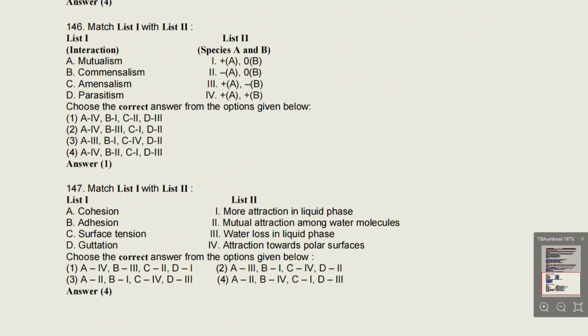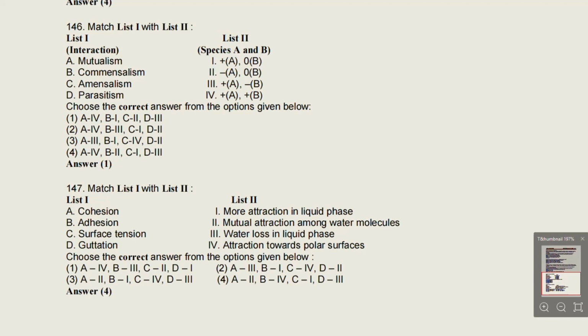So match list 1 with list 2. List 1 is interaction, list 2 is species A and B. Interactions between different species in a community are called interspecific interactions. In interspecific interactions, plus sign indicates beneficial interaction, minus sign indicates detrimental, that means loss interaction, and 0 indicates neutral interactions. So the answer is option first.